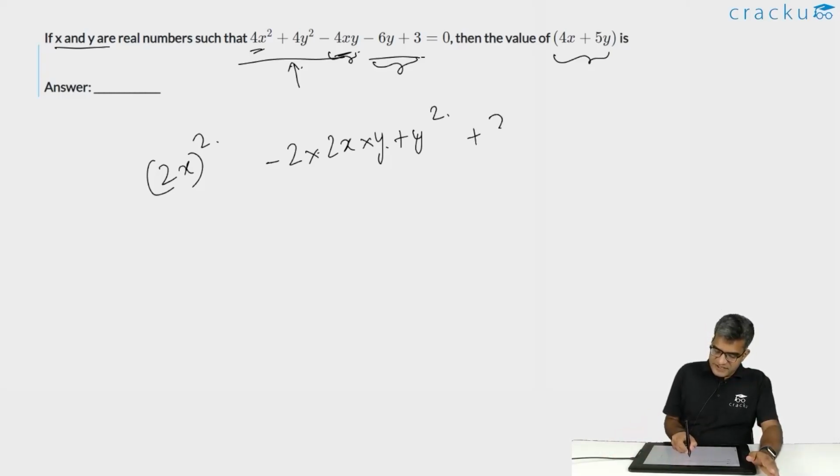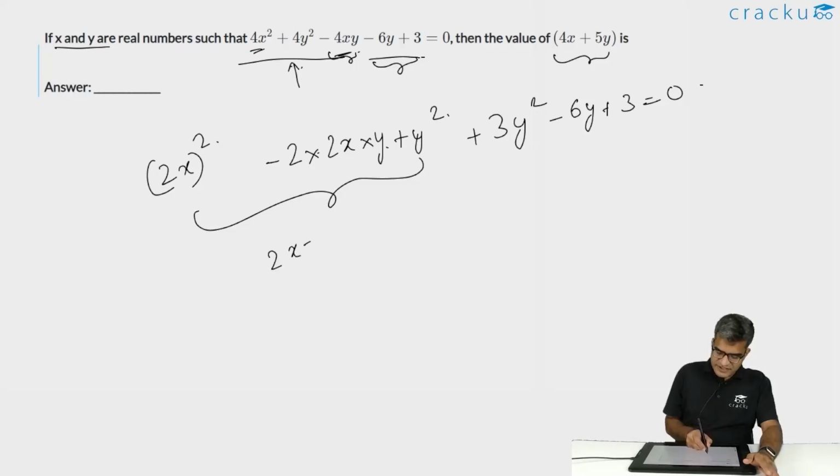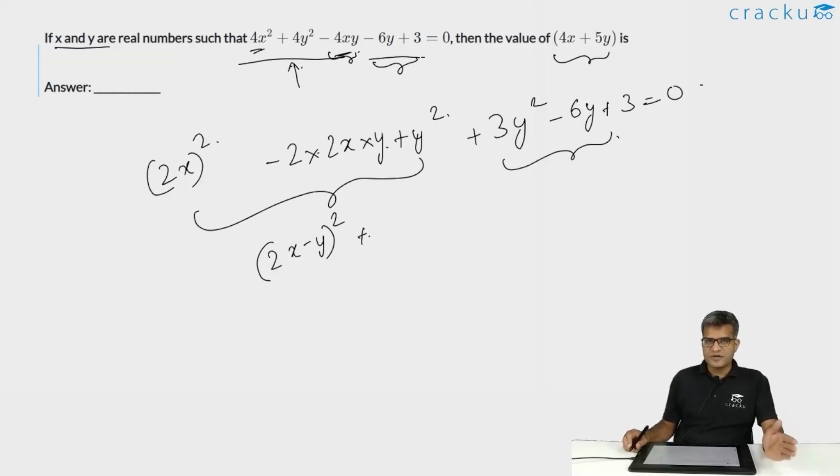You are left with 3y square minus 6y plus 3. This is 0. This, like we discussed, is equal to 2x minus y whole square. And you would notice that this is basically equal to 3 times y square minus 2y plus 1, which is essentially equal to 3 into y minus 1 whole square.